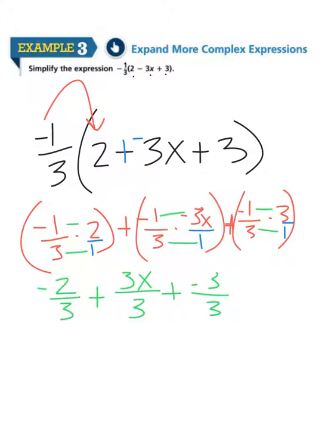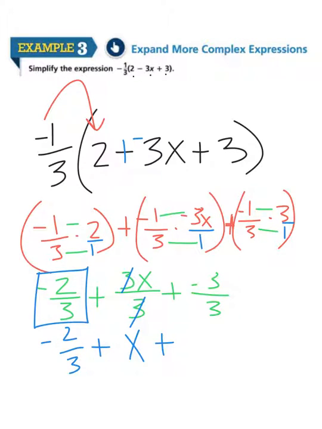So now the last step I'm going to go through is simplify any of my fractions if I can. -2/3 is equal to -2/3. 3x divided by 3, these 3's cancel, so I'm left with an x, plus -3 divided by 3 would become -1. Final step, combine any like terms. So I'm going to go ahead and combine -2/3 and -1.